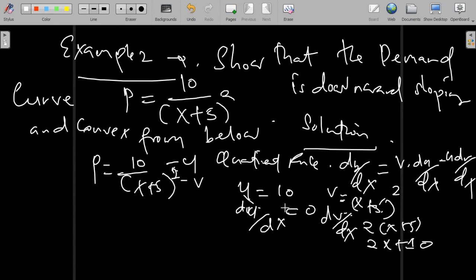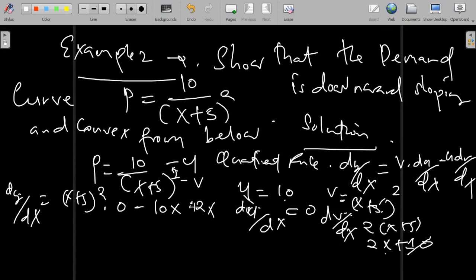Now for that case, let's plug into our formula. When we apply the derivative, the constant will cancel, so it will remain with 2x. So dy over dx will be equal to v, which is x plus 5 raised to the power of 2, times du over dx. Now our du over dx is 0, so we times 0, minus u, our u is 10, times dv over dx, which is times 2x.